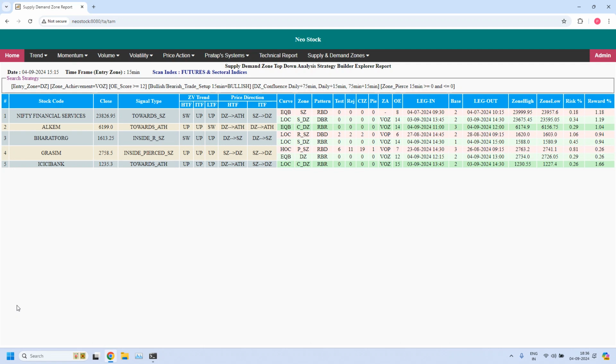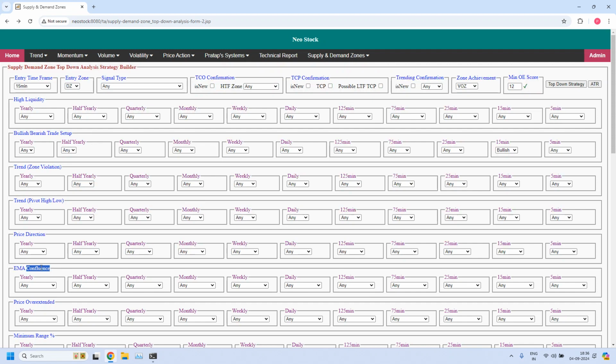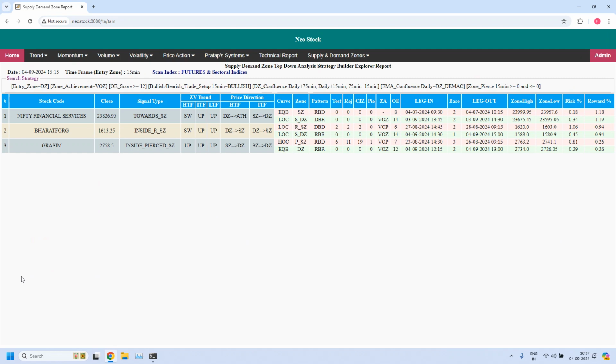So that means 15-minute zones and 75-minute zones are part of the daily zone. If these daily zones are having daily EMA confluence and the trend is uptrend, that is a high probability trade setup. Now let's filter in the EMA confluence. In the EMA confluence in the daily time frame, that is HTF time frame, let us check daily demand zone with daily EMA confluence. Because the 15-minute zone and 75-minute zone are part of the daily zone, we are looking for daily demand zone confluence.